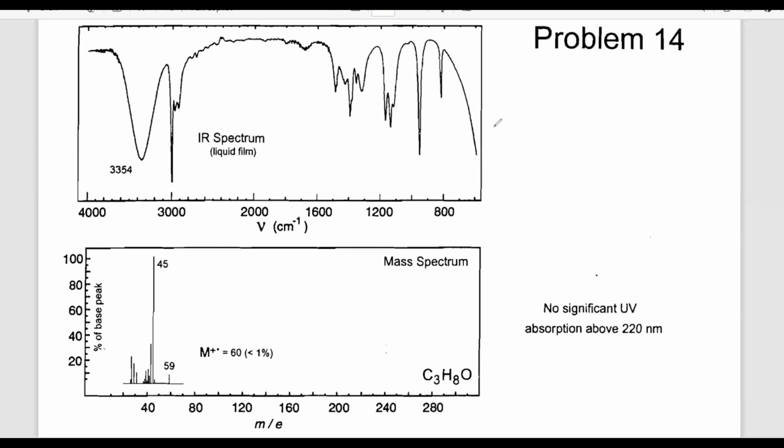Okay, welcome again. Let's discuss problem number 14. If you see problem number 14, the molecular formula is given, which is C3H8O. First target is to find out the degree of unsaturation of this unknown compound.